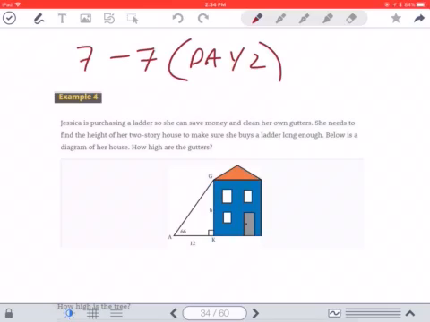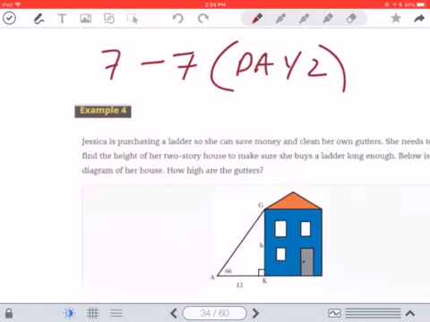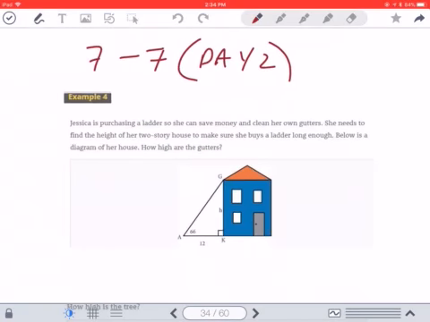All right, Algebra 2 finance students. We're doing 7-7 day 2. This is our last section for this chapter.